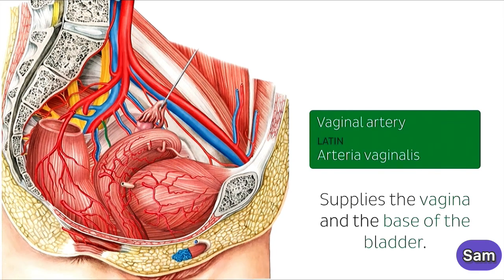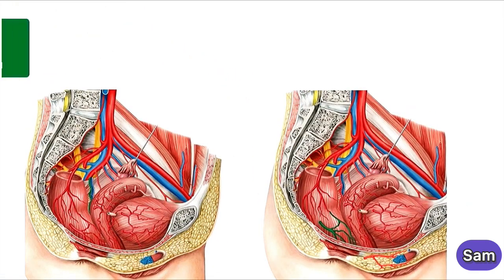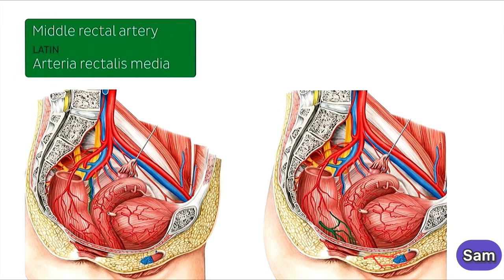The next artery of the anterior division is the middle rectal artery. It is also a paired artery. It travels to the rectum on the pelvic floor and supplies the rectal muscles. In the female pelvis, it also supplies branches to the lower part of the vagina.